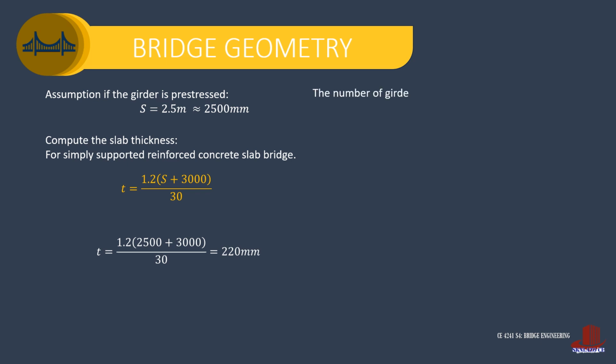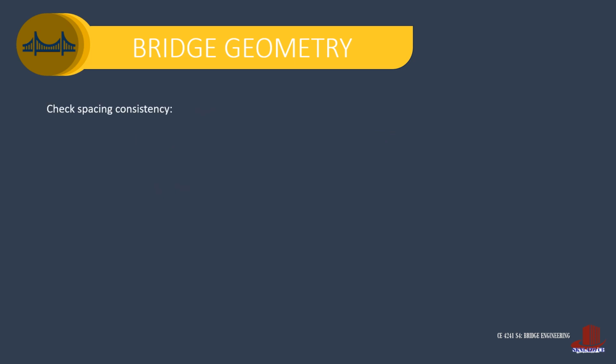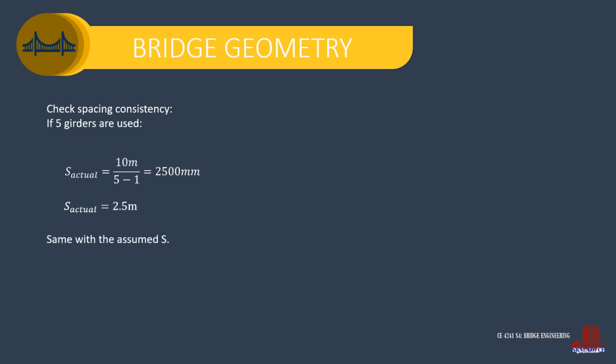From here, we can determine the number of girders using the total bridge width, that is clear road width of 8.4 meters plus twice the width of the sidewalks, where we get 10 meters. The number of girders is taken from the total width of 10 meters divided by 2.5 meters, then add 1, so we have 5 girders. Knowing the number of girders, we continue with their actual spacing. We have 10 meters over 5 less 1 girders, where we get 2.5 meters. The actual spacing is the same as the assumed spacing, so no need for any iteration at this point.